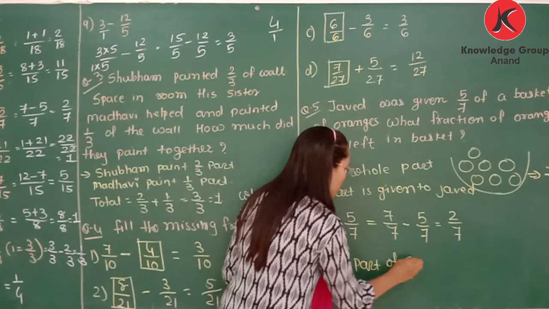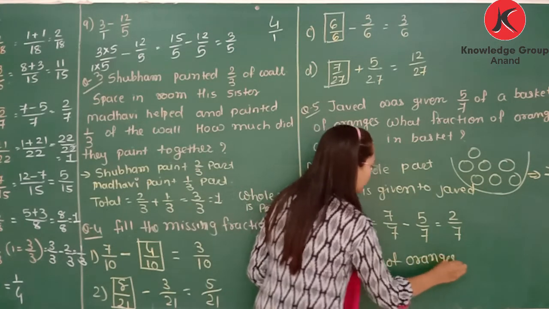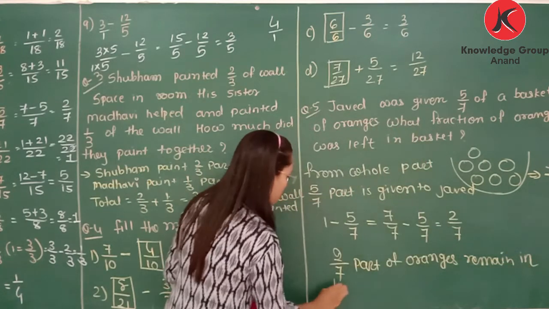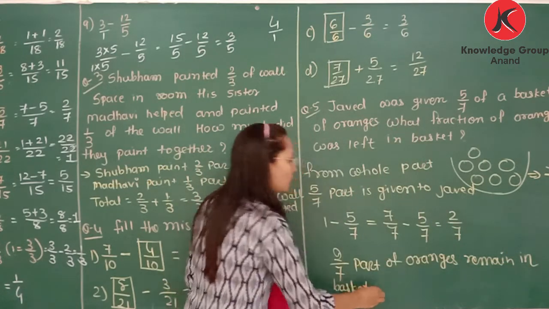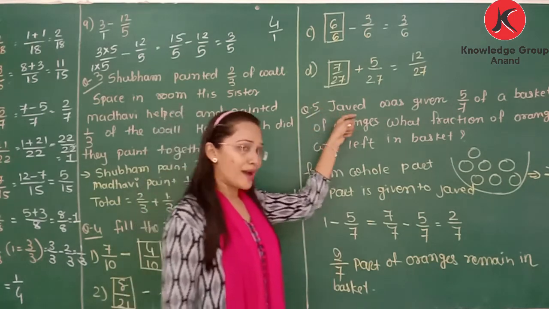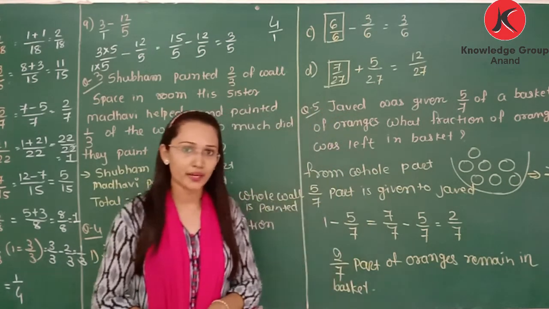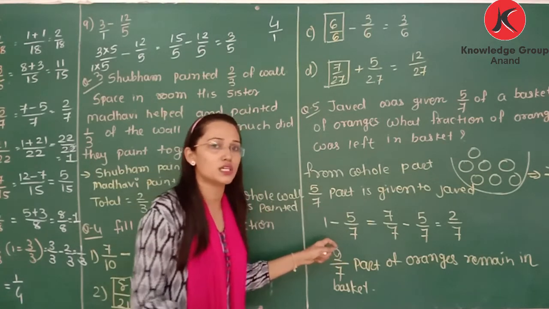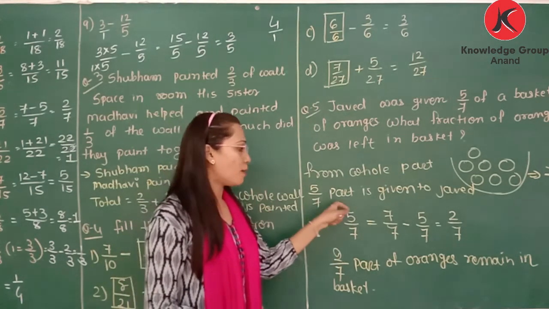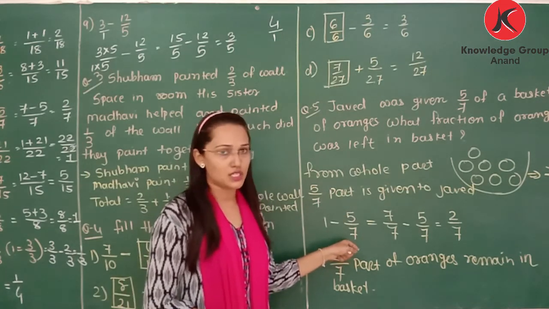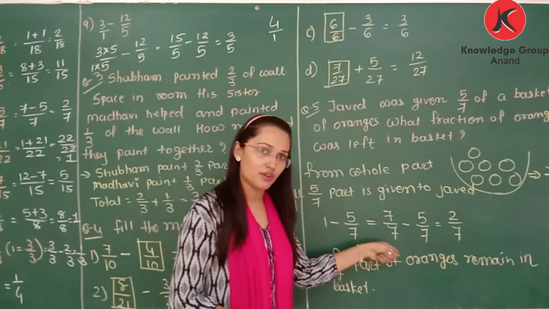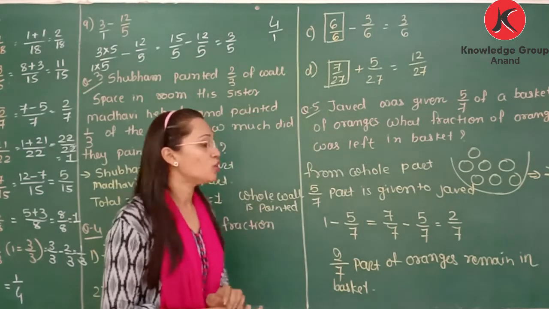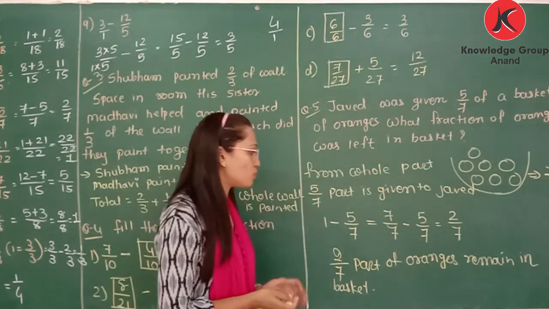Part of oranges remaining in the basket. Okay. Here the basket is considered as one whole part. Means from the whole part, 5 by 7 is given to Javed. Means what is the remaining? From the whole part, that which is given to Javed is separated. So 1 means 7 by 7 minus 5 by 7. So it is 2 by 7. Means in the basket 2 by 7 part of oranges will remain.